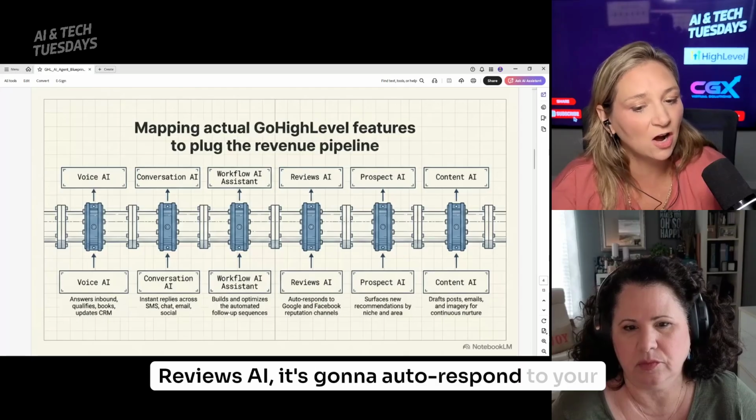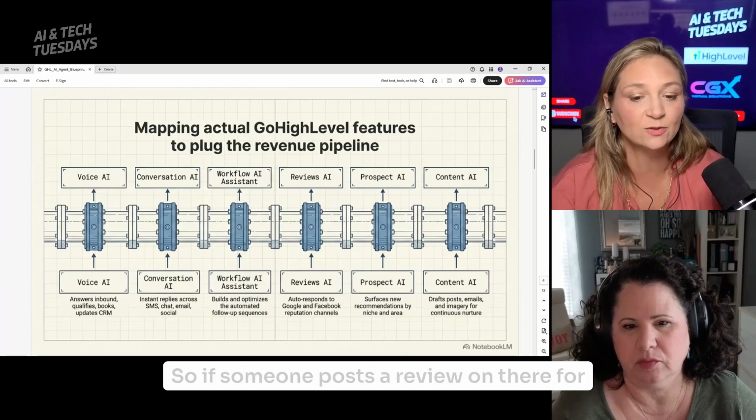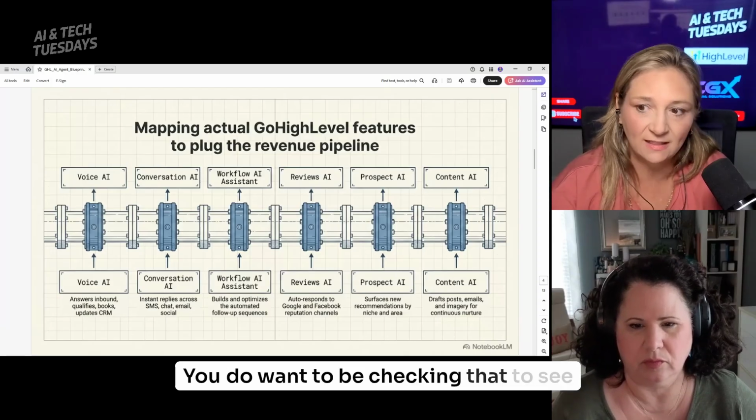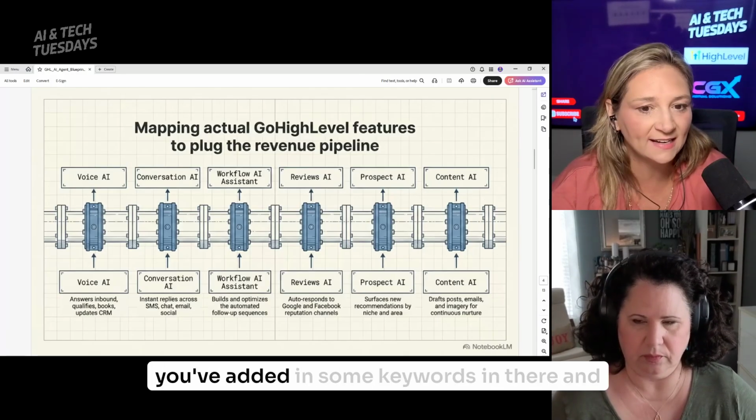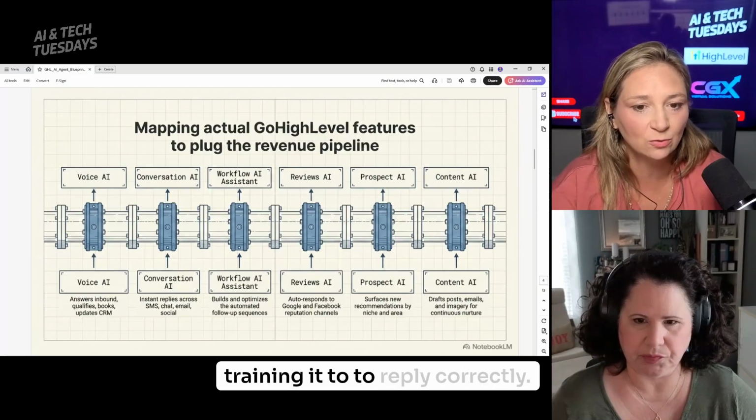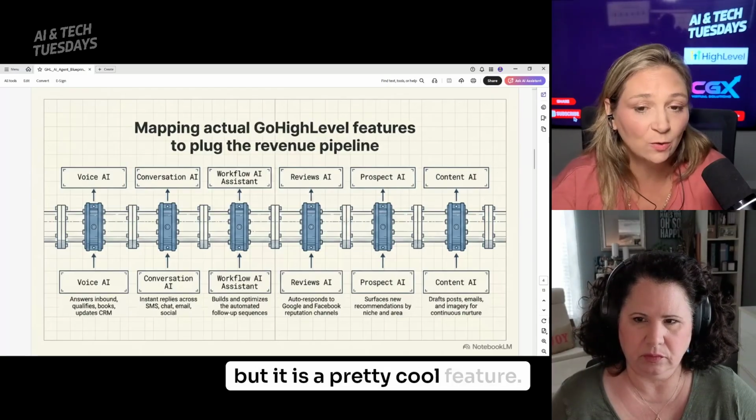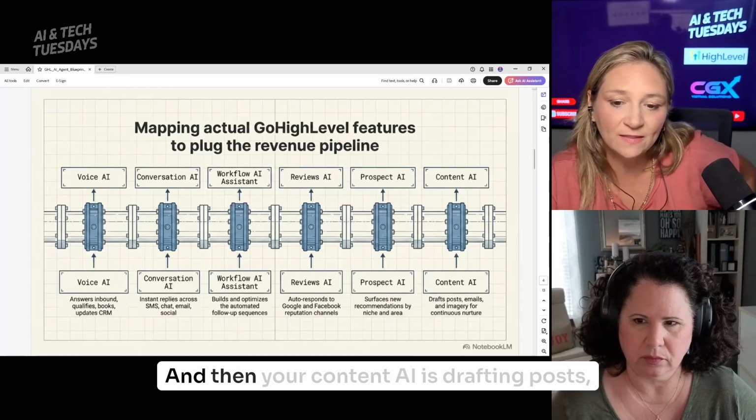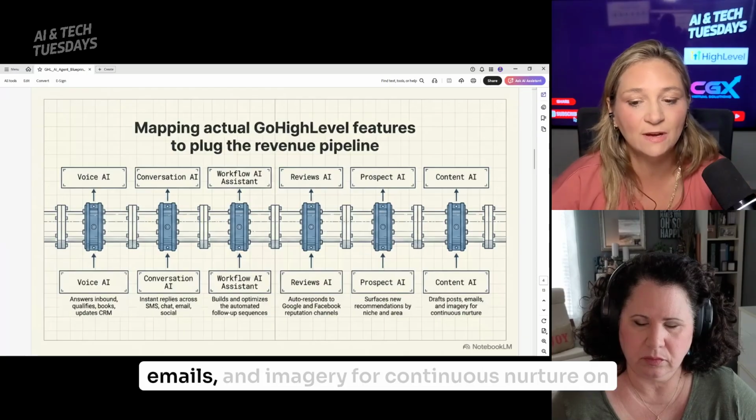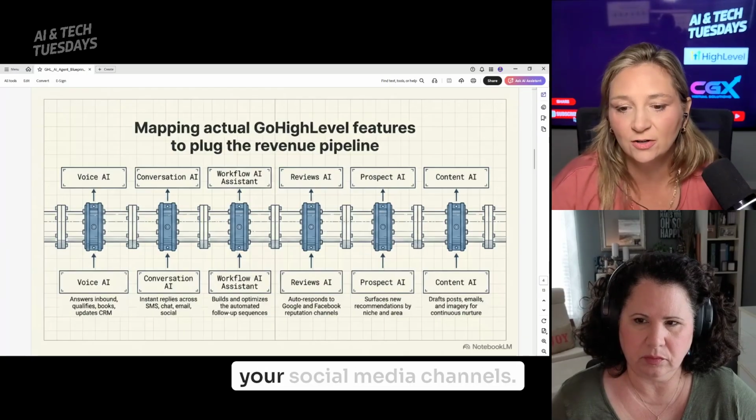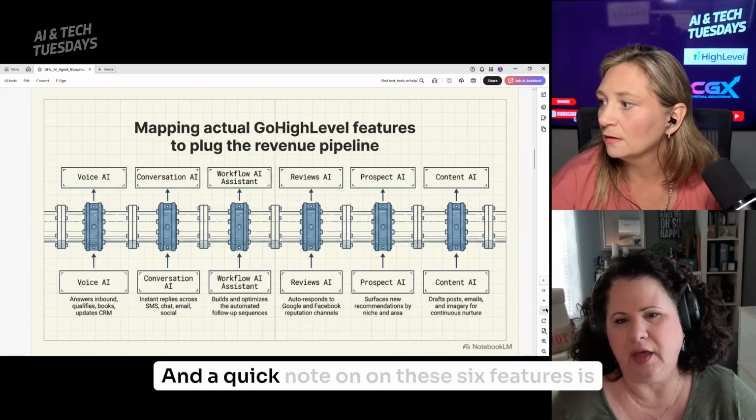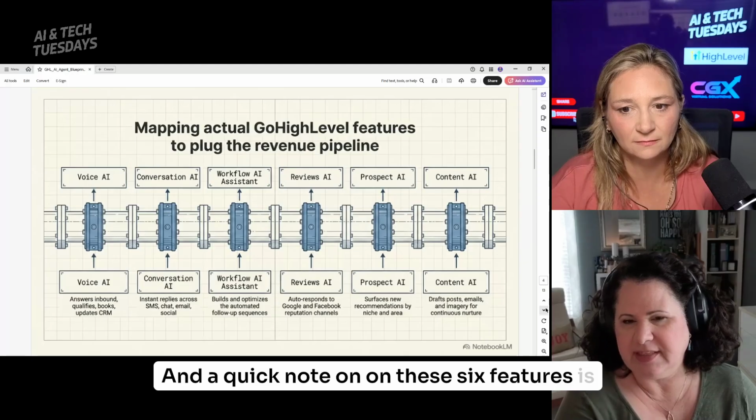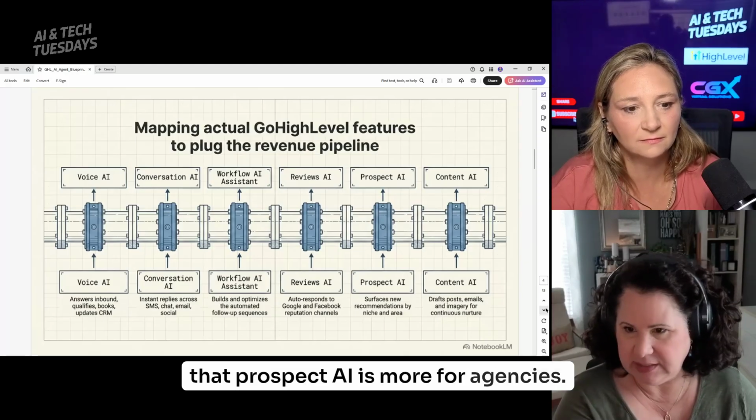Reviews AI is going to auto respond to your Google and Facebook reputation channels. So if someone posts a review on there for you, it can auto reply for you. You do want to be checking that, because you want to make sure you've added in some keywords and trained it to reply correctly. But it is a pretty cool feature. Prospect AI is going to surface new recommendations by niche and area. And then your content AI is drafting posts, emails, and imagery for continuous nurture on your social media channels. And a quick note on these six features is that Prospect AI is more for agencies.